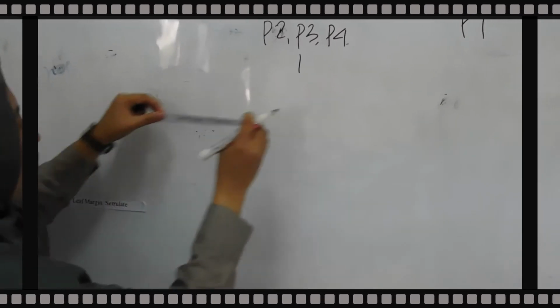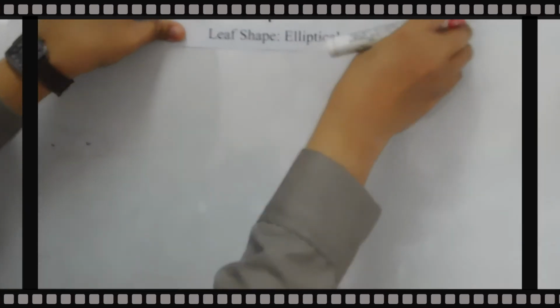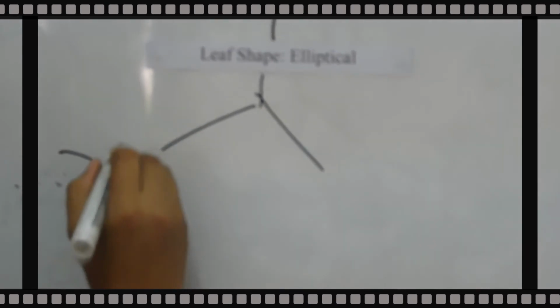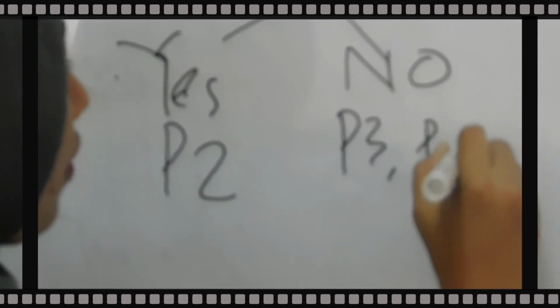We can divide by leaf shape. Okay, yes for plant 2 and no for plant 3 and plant 4.